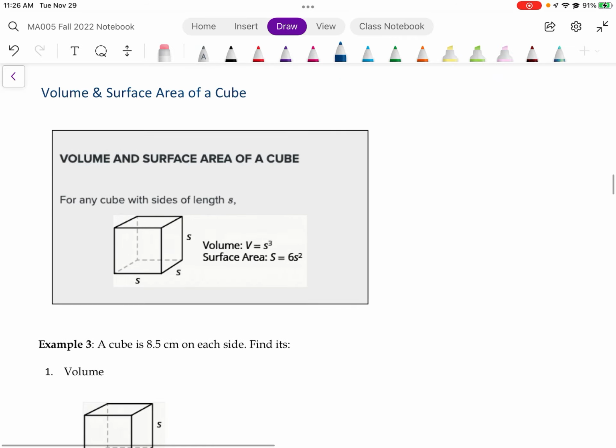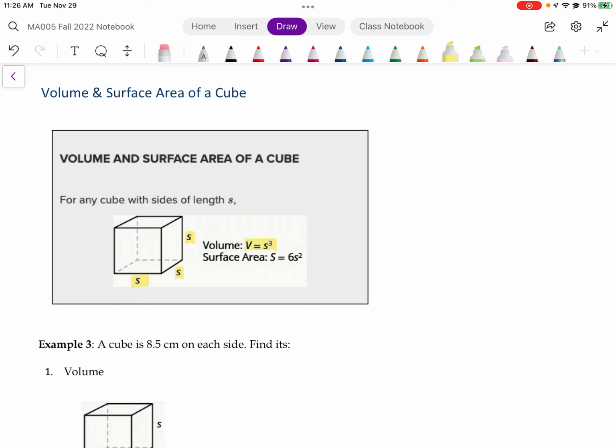Okay, volume and surface area of a cube. So a cube is just a special rectangular solid that has all 3 sides exactly the same. So this side is just going to call S. Some places, some formulas will call it L. It doesn't matter what you call it, just as long as you understand that they're all the same. So the volume is length times width times height, which is S times S times S, so that's S cubed.